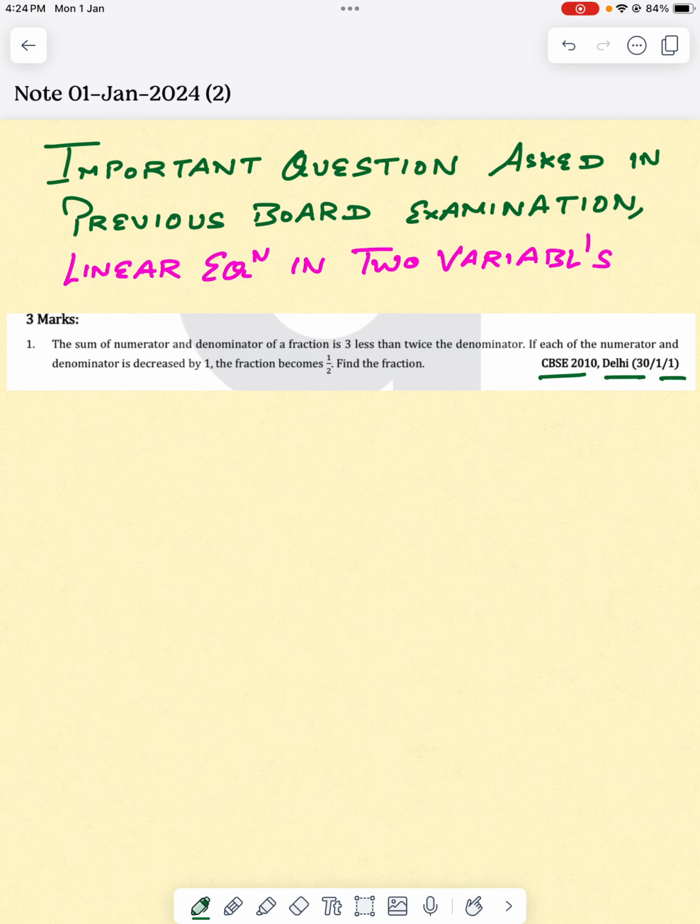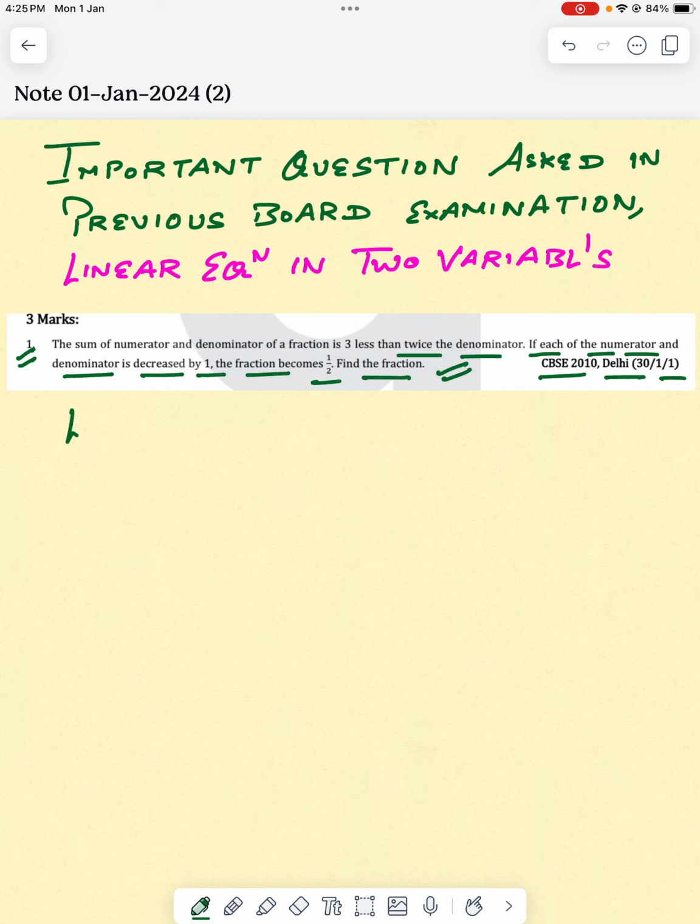Now what is the question? The sum of the numerator and denominator of a fraction is 3 less than twice the denominator. If each of the numerator and the denominator is decreased by 1, the fraction becomes 1 by 2. So we have to find the fraction also, right?